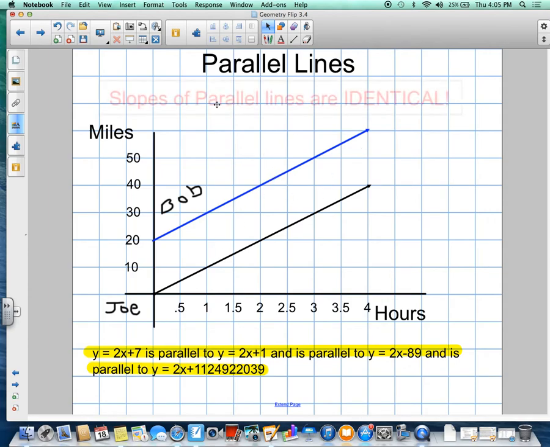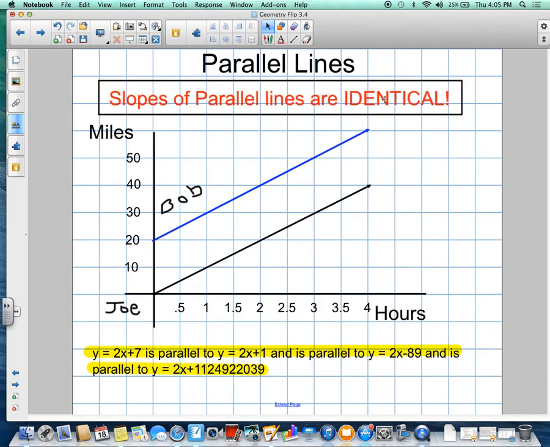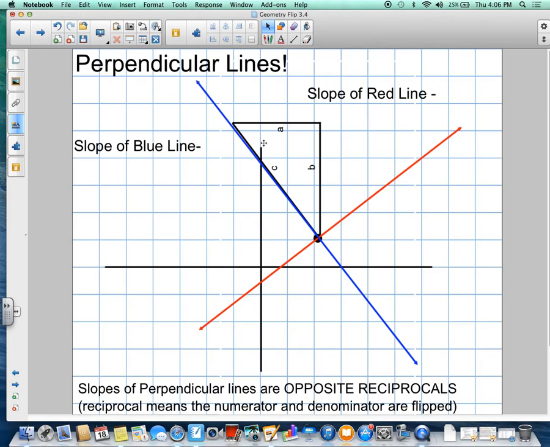So we know that slopes of parallel lines are identical. Okay, so this is what we want to take away from the parallel line section. Slopes of parallel lines are identical. So that would mean that 2x plus 7 is parallel to 2x plus 1, which is parallel to 2x minus 89, which is also parallel to 2x plus this really big number that I typed in to show you that the b value doesn't really matter. As long as the slopes are the same, we know we're going to have parallel lines.